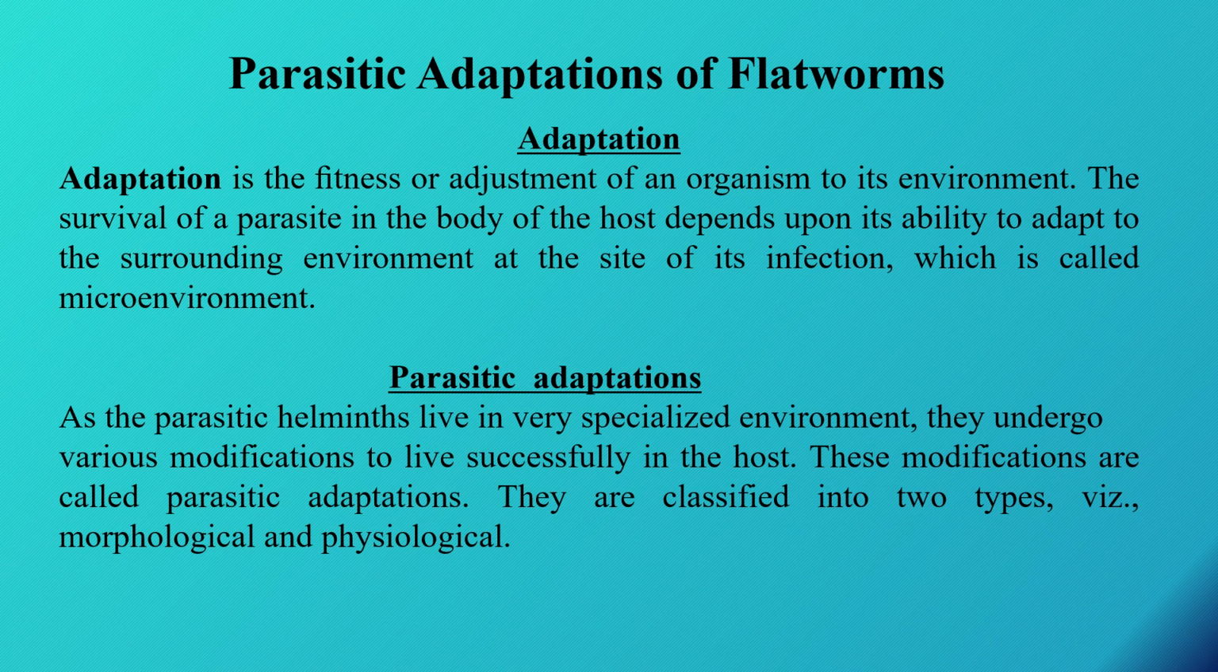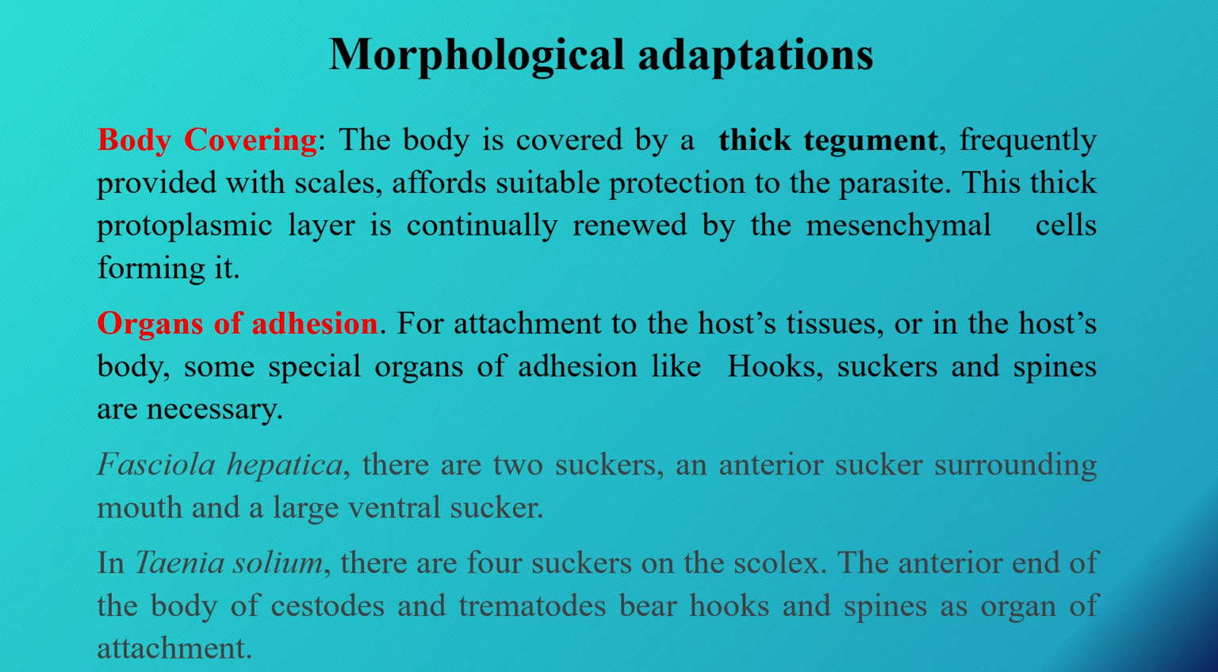Moving on with the parasitic adaptations, as the parasitic helminths live in a very specialized environment, they undergo various modifications to live successfully in the host. These modifications are called parasitic adaptations, and they are classified into two types, the morphological adaptations and the physiological adaptations. So let's learn what the different morphological adaptations are.